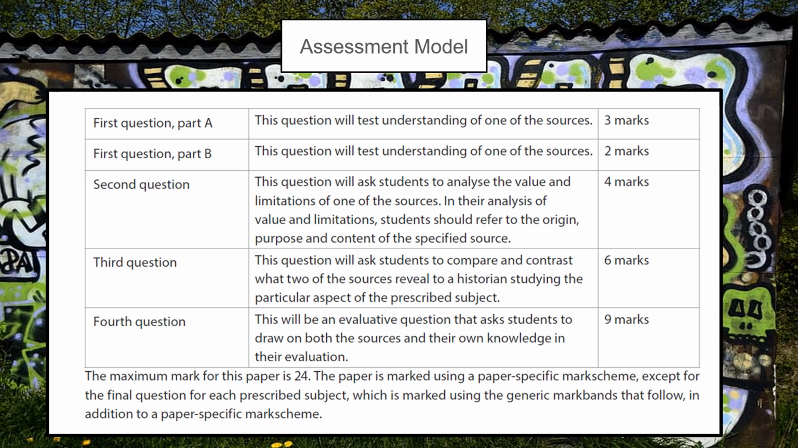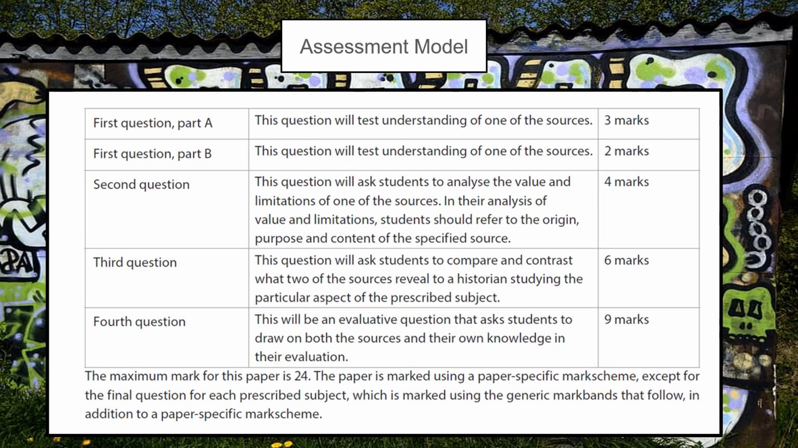First question, part A, first question, part B. Number 1 mistake kids make is they spend too much time on the first question. Answer it. For 3 marks, you want 3 pieces of evidence. On part B, you want 2 pieces of evidence or 2 pieces of analysis. Move on. Do not spend a long time on here. Do not write a thesis. Do not write an essay. Just answer the question.